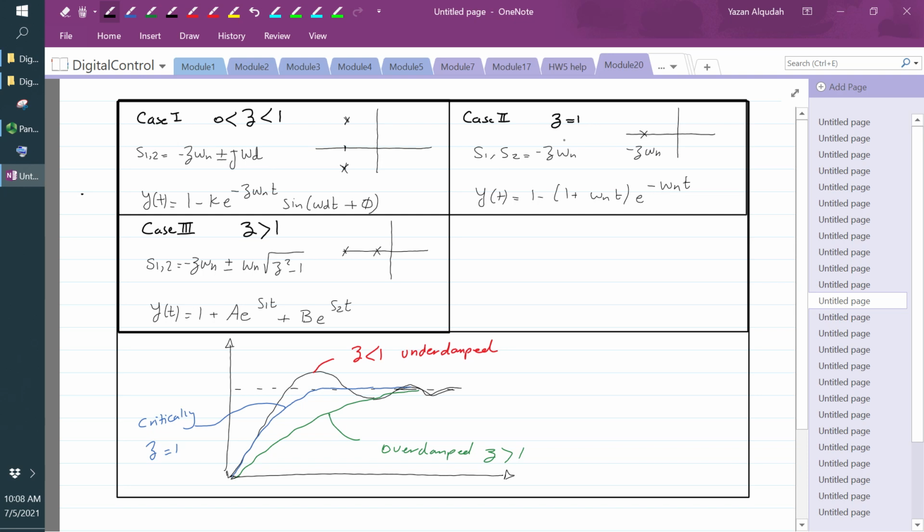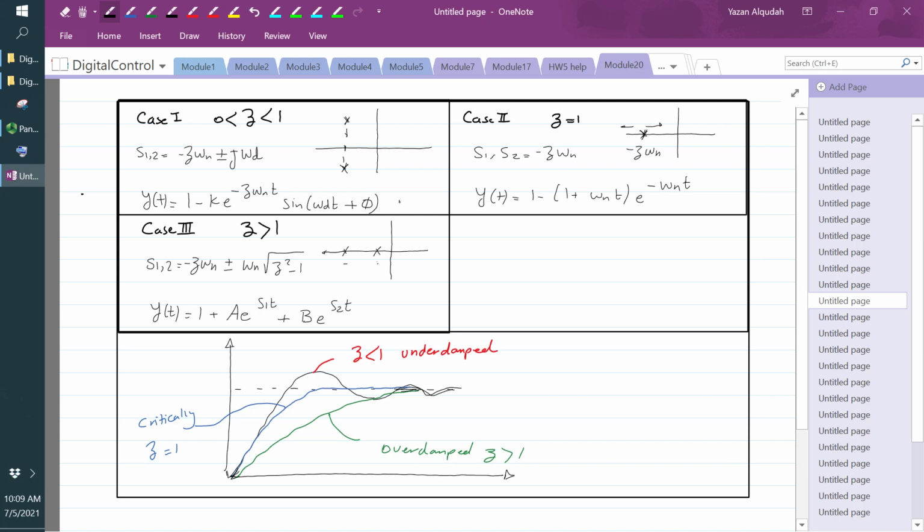Now if we keep increasing zeta, these poles are going to move closer to each other. Eventually they're going to be on top of each other. So I'm going to have two poles here when zeta is equal to 1, and in this case I'm going to have a response that is critically damped, which is this response here that I see in blue. And if I keep increasing zeta, these poles are going to start moving this way, and therefore I'm going to have two poles along the real axis. And in this case, I'm going to have an overdamped response, which is the response that you see here in green.